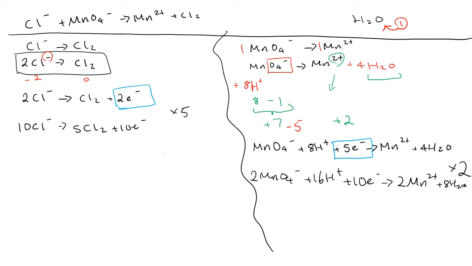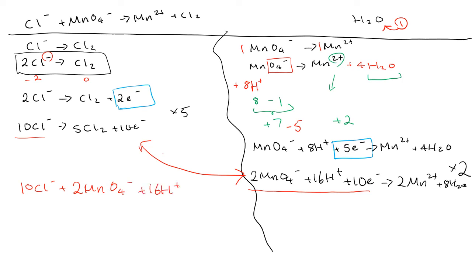And our second last step is to combine these 2 half equations together. So we end up with, let's write it in red, we get 10Cl⁻ plus, so we add this to this, the left-hand side to the left-hand side. So we get 2MnO4⁻ + 16H⁺ + 10e⁻, let's go down a bit. We get 5Cl2 + 10e⁻ + 2Mn²⁺ + 8H2O.